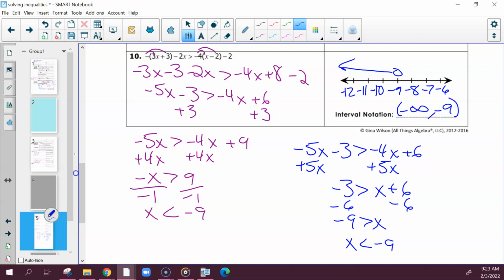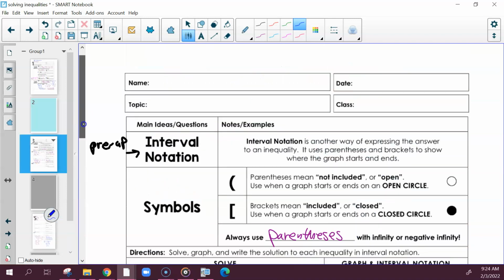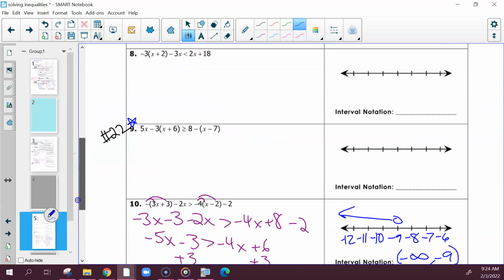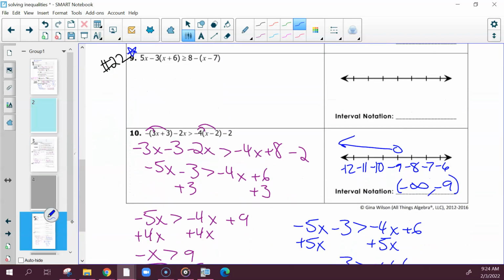So for the next 10 to 15 minutes, I want you to go back and do each problem that we did not do. So that is numbers 2 and 4, 6 through 9.